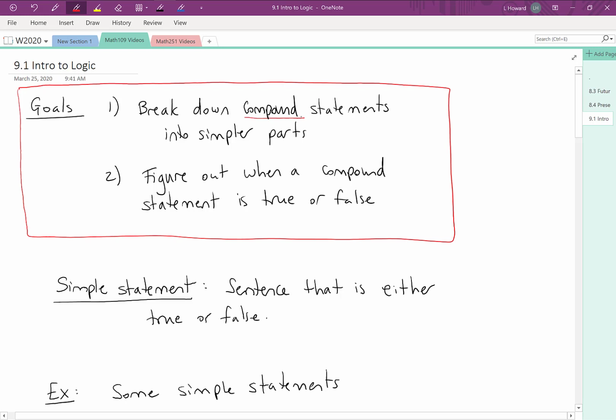So when I say compound statement here, just imagine something like a complex or complicated statement, such as you might see in a legal document. We want to take those long statements consisting of several parts and break them down into simpler parts to make it easier to analyze. And our second goal is to figure out when a compound statement is true or false. So over the course of chapter 9, we're going to develop a framework for being able to answer that question.